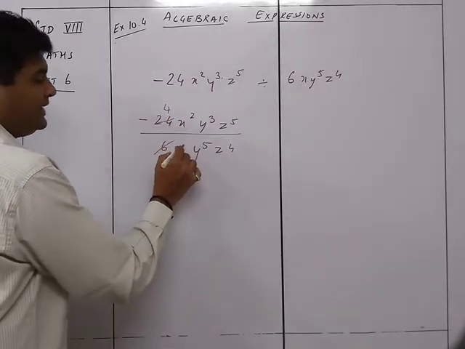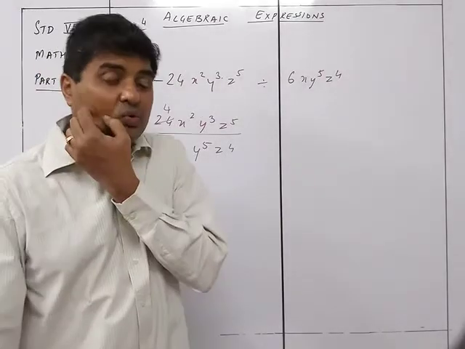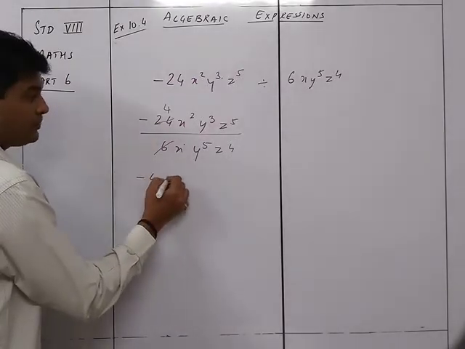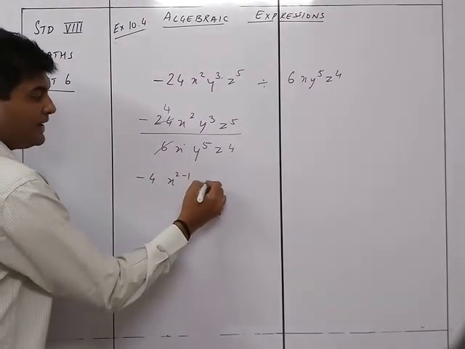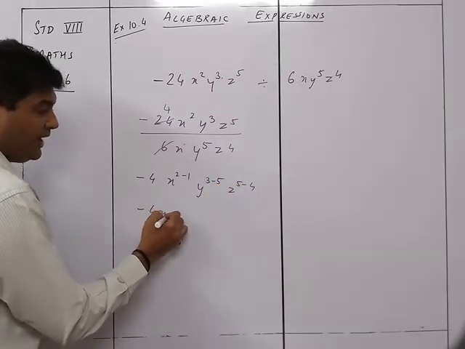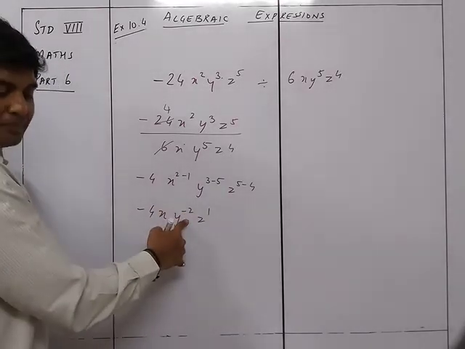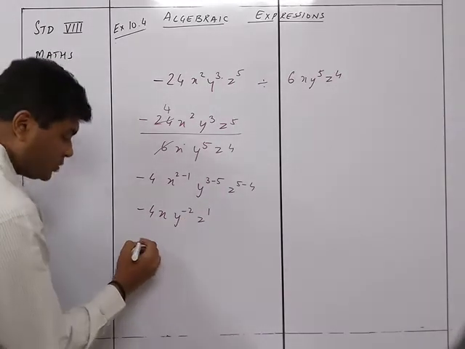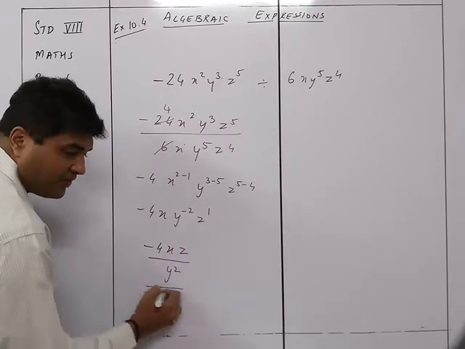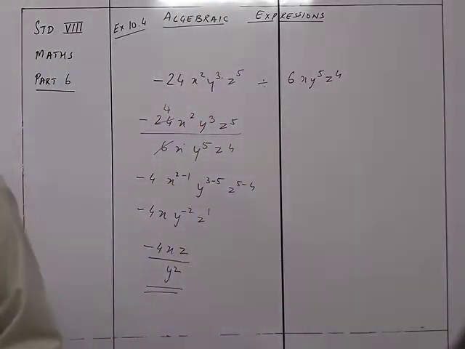Now you can see over here x goes over here. So what we'll do is that you can either do it this way, or use the exponents method. As per the exponents method, the answer will be minus 4 x raised to 2 minus 1 y raised to 3 minus 5 and z raised to 5 minus 4. So that will be minus 4 x, y raised to minus 2 and z raised to 1. Because this is minus 2 here, we can always take it in the denominator to make it minus 4xz upon y square. This would be the final answer. So this is the way you are going to do it.